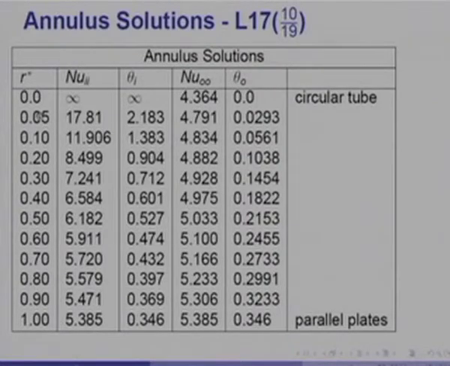As I go on increasing the inner radius, you can see that the coefficients and the Nu values go on changing. When r star becomes 1, you essentially have flow between parallel plates. In this case, both Nu_ii and Nu_oo and theta_i and theta_o are exactly identical, as they should be, and our table confirms that they turn out to be the same.